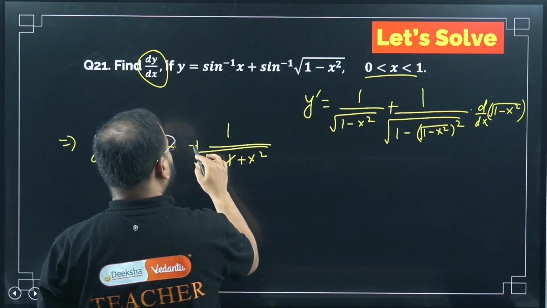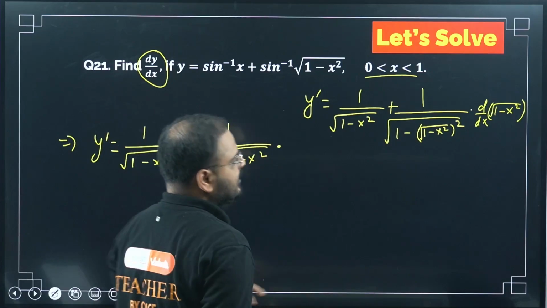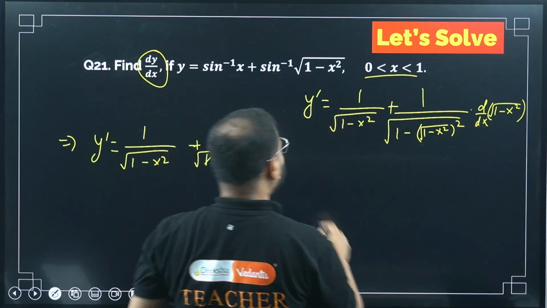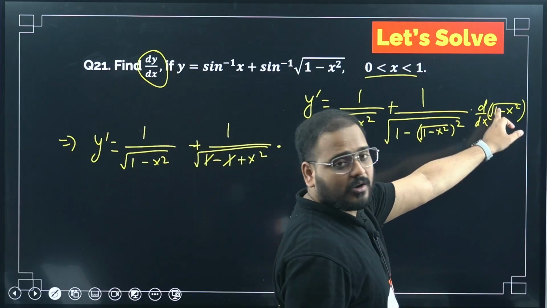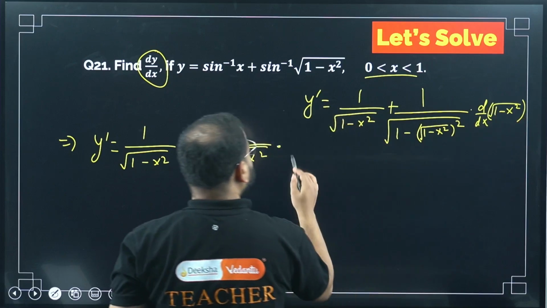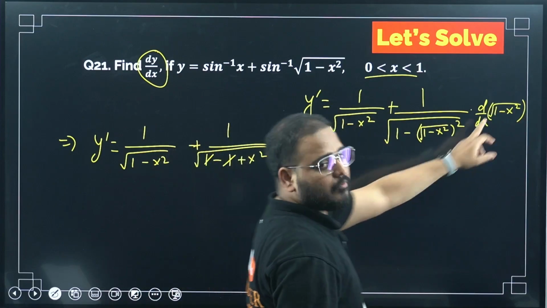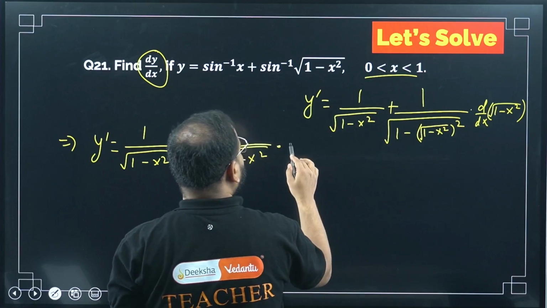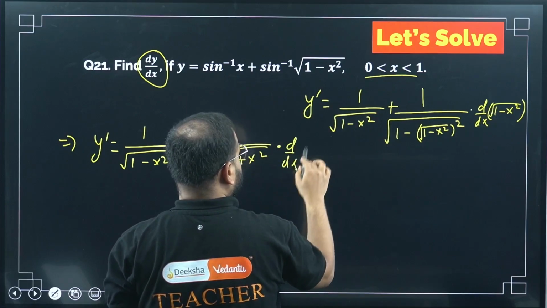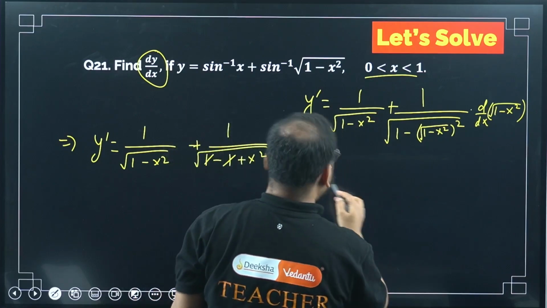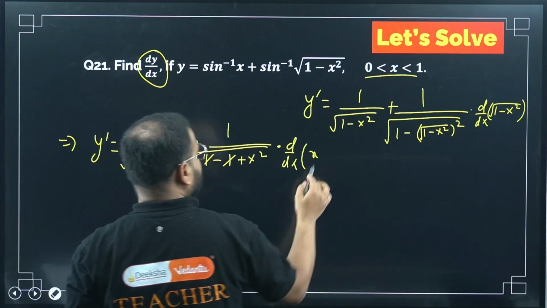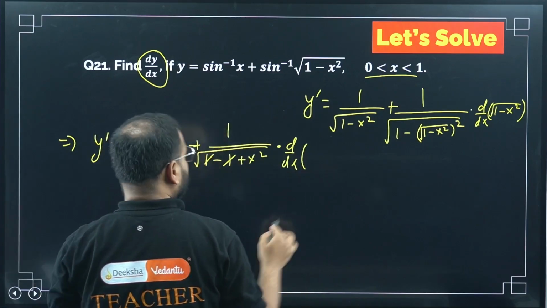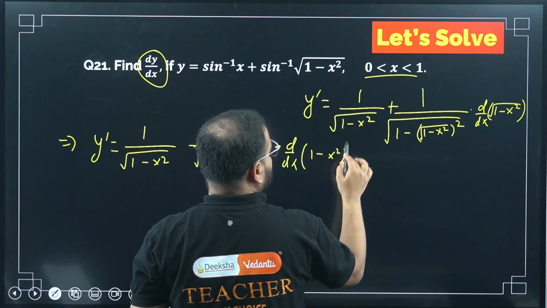Now what? Product rule is there, right? So chain rule is there. So what will I write here? What is the root here? Root is of 1 minus x square. So I can write this as 1 by 2. Root is nothing but the power 1 by 2. So simply I can write this as differentiation of 1 minus x square, the power 1 by 2. Please check.